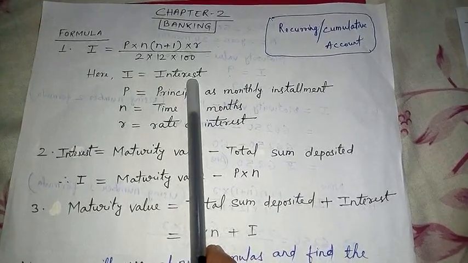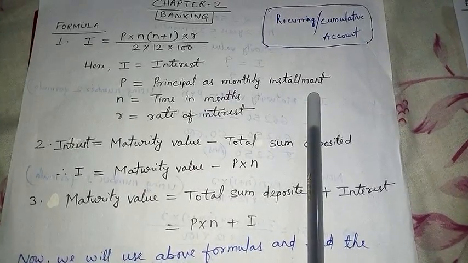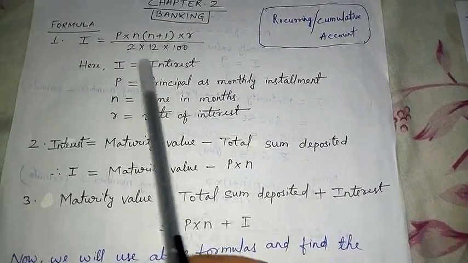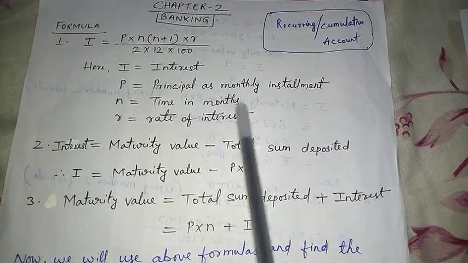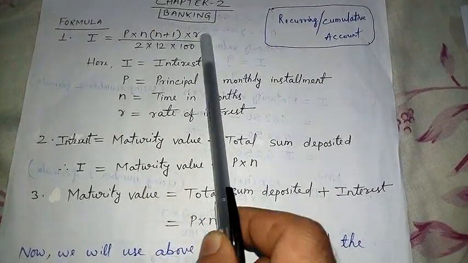I here means interest. P here means principal as monthly installment. So the monthly installment that we keep is called principal here. And N is time in months, not in year, it is in months. And R is rate of interest.